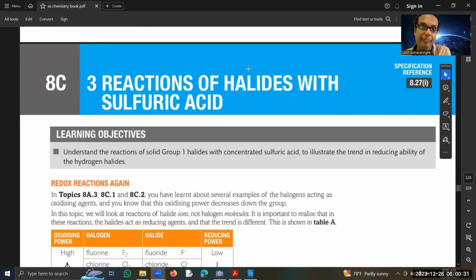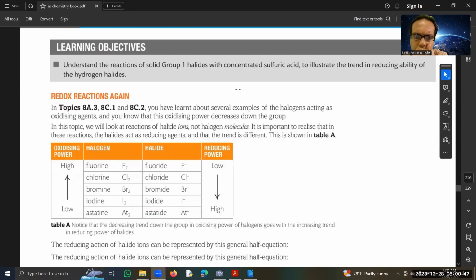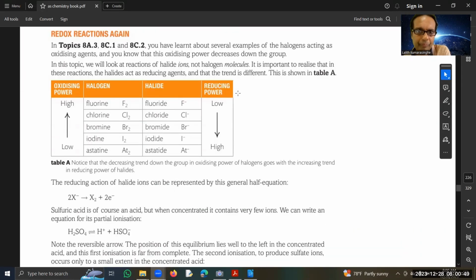Then the other one is this. Reactions of halides with sulfuric acid. This is a test. Okay. This also you must know.